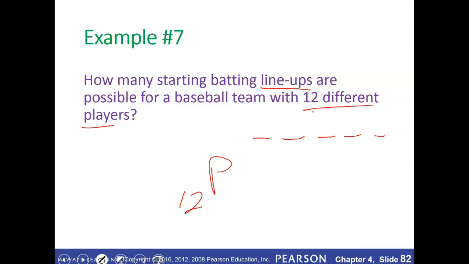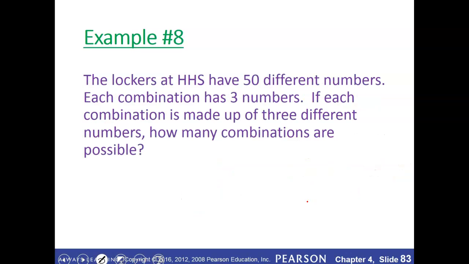I have 12 people to pick from, and I'm picking 9 because that's how many people start, and order does matter. So here I'm going to start with 12, go to math, probability, go down to nPr, and select 9 of those 12. Take a look at this: 79,833,600. There are 79,833,600 different batting lineups that a coach has to pick from if he has 12 members on a team. Okay, so that kind of question is something we're going to see on our homework, along with this question. Take a look at this one.